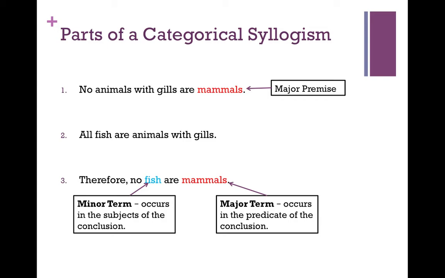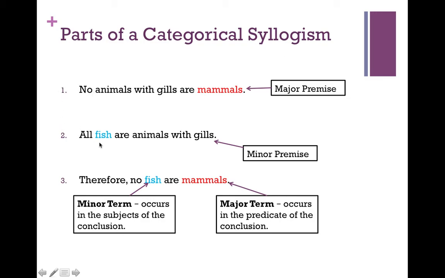If you ever want to know which is the major premise and which is the minor premise, the first thing you do is figure out what the major term is. You figure out the predicate term of the conclusion, and then wherever you see that term appear, that would be the major premise. Well, this is the minor term, and you see fish occur in premise 2, so this would be the minor premise.